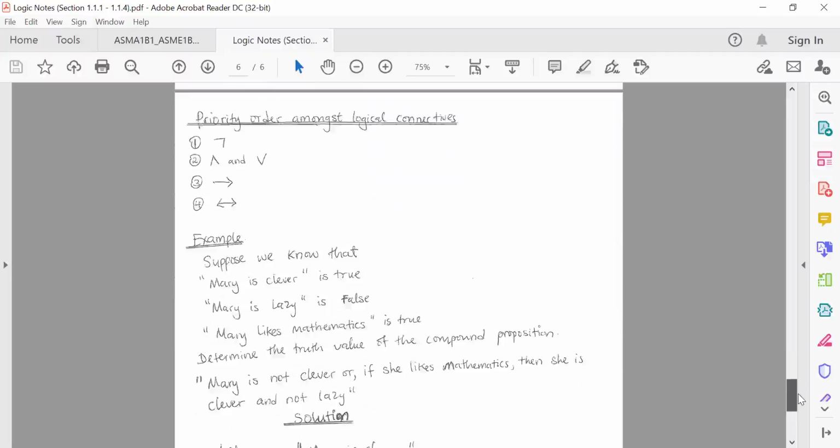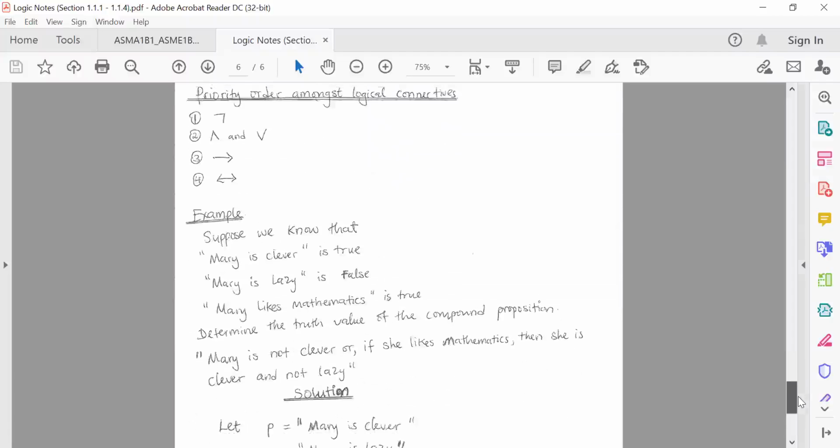All right. Let's look at priority order among logical connectives. There is order, there is priority to logical connectives. Something takes priority over the other.